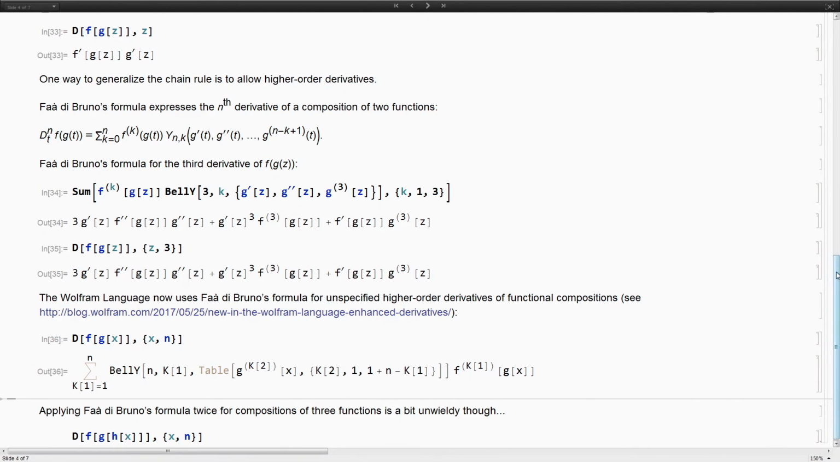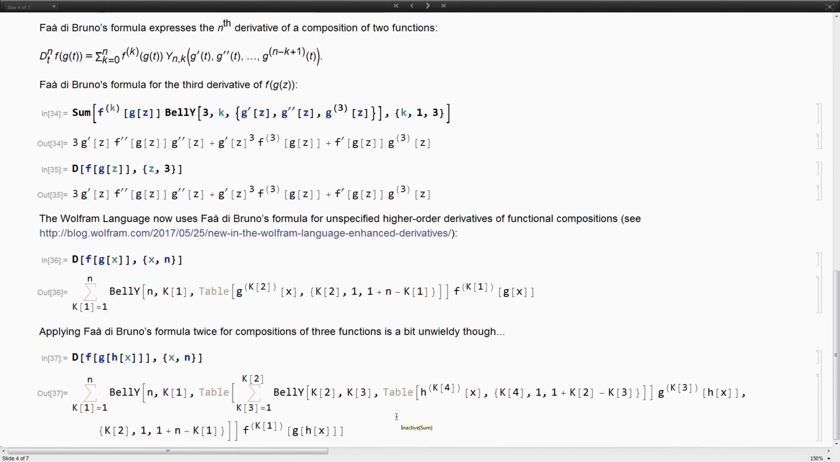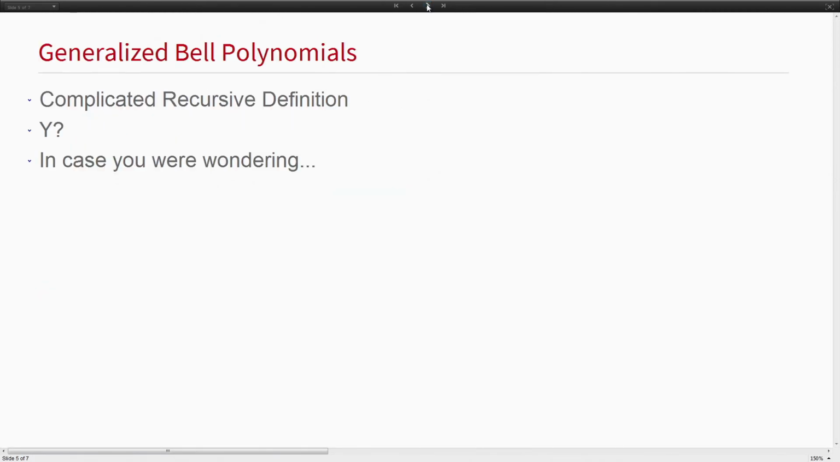But if we generalize the chain rule by adding a composition of a third function, we see the results get unwieldy because we're basically applying Faà di Bruno's formula a second time, which adds in another summation, and these formulas quickly become kind of useless. So that's why we have these generalized Bell polynomials.